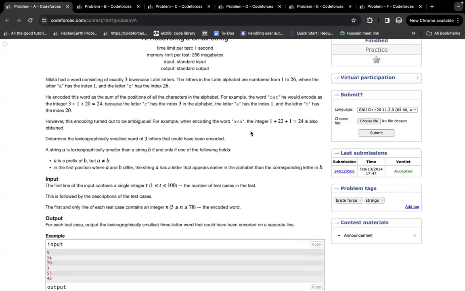Guys, does it make sense? You could have brute forced this problem as well. You could have just run a for loop, but this is a mathematical approach that I'm trying to teach you guys so that you can think mathematically. Is this much clear, guys? Tell me.